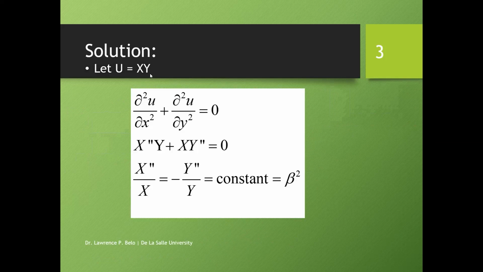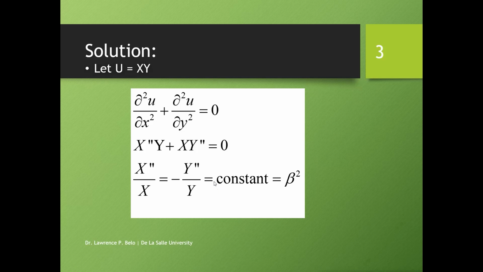So let u is equal to xy. That means the second partial with respect to x is x double prime times y, and the second partial with respect to y, x y double prime, is equal to 0. Isn't it that last time I said, in this case, it should be variable separable. If it's variable separable, separate all the x's and all the y's, you'll end up having x double prime over x equals negative y double prime over y, but it should be a constant. And what's that constant? It is beta squared.